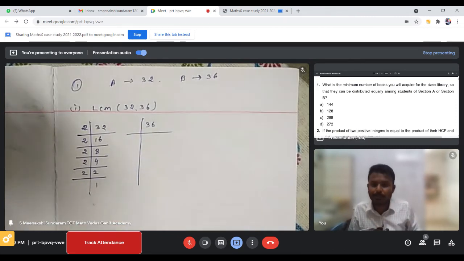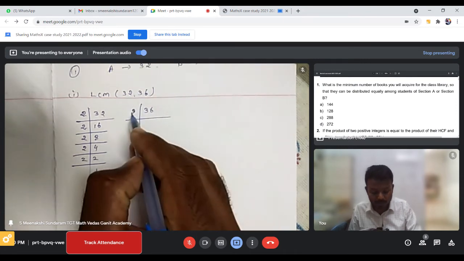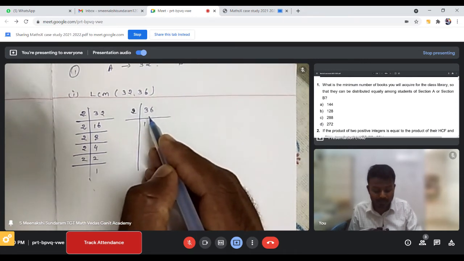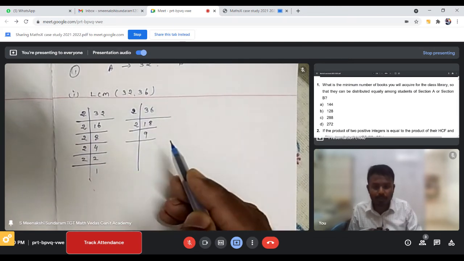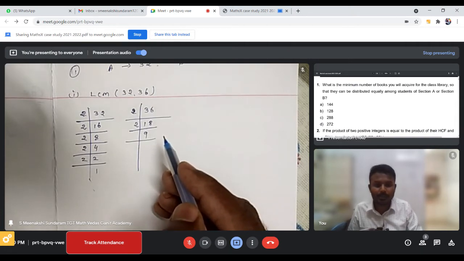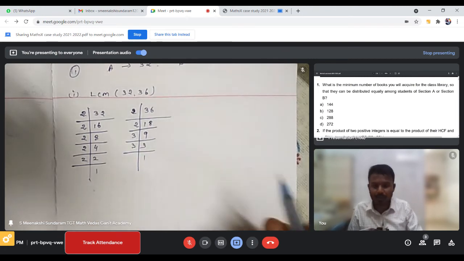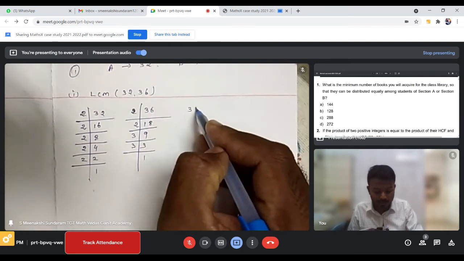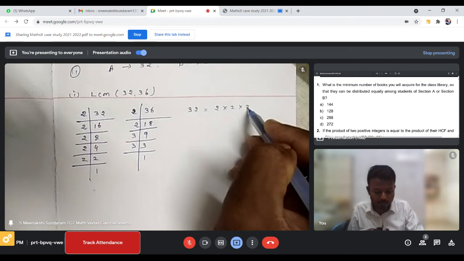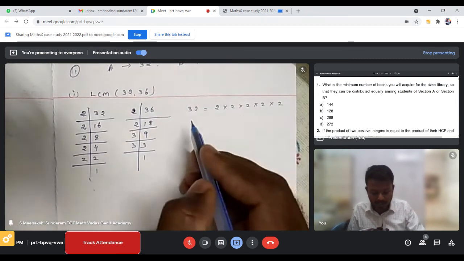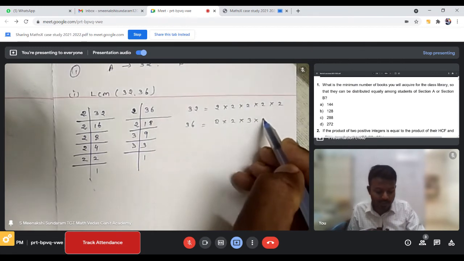Next, we can find the prime factors of 36. Here also you can go with the smallest prime factor, that is 2. 2 18s are 36, 2 9s are 18, so 9. Now 2 will not divide 9, so go with 3. 3 3s are 9, and 3 1s are 3. So now we have found the factors. 32 equals 2 into 2 into 2 into 2 into 2, that is five 2s. For 36 the prime factors are 2 into 2 into 3 into 3.